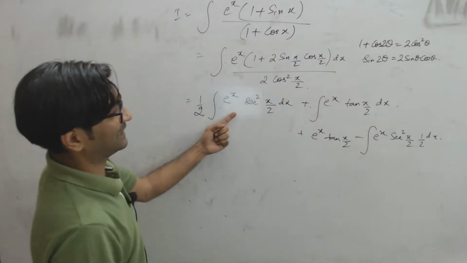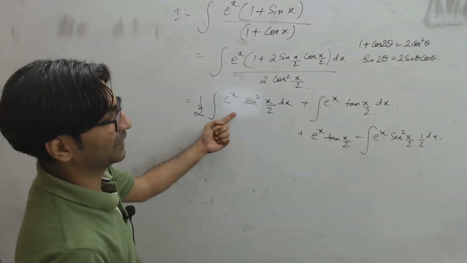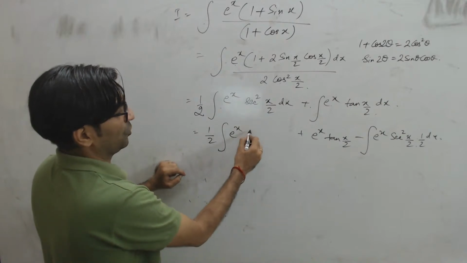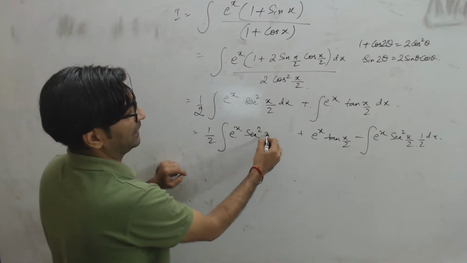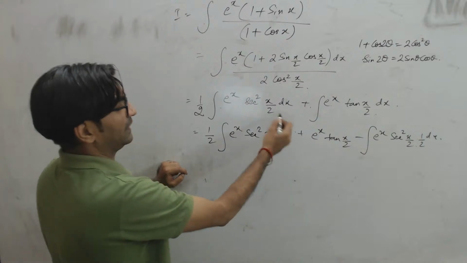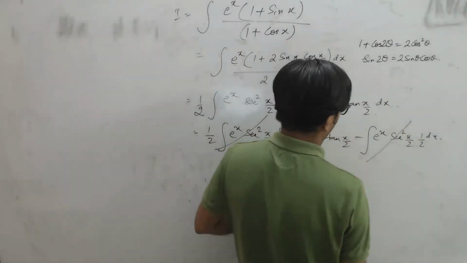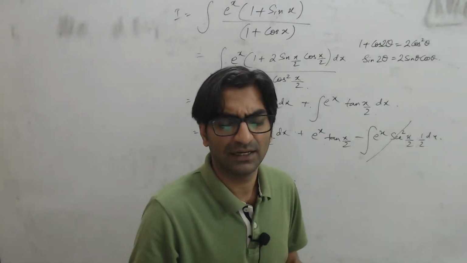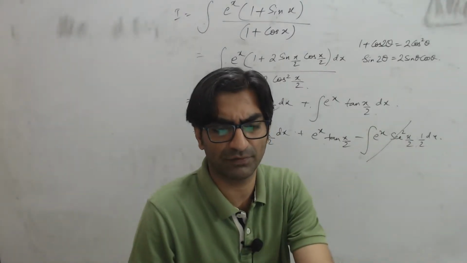Right? And you can see that's exactly what I had in the first term. So the first term, you don't really change it. If you know integration by parts, you know it's going to get cancelled out. So my answer is e power x tan x by 2 plus c. Absolutely, it's a question from, I think, your CBSE books.